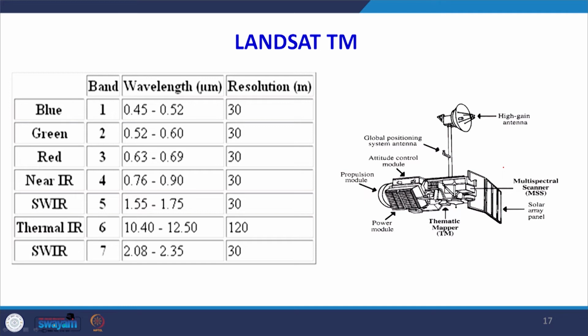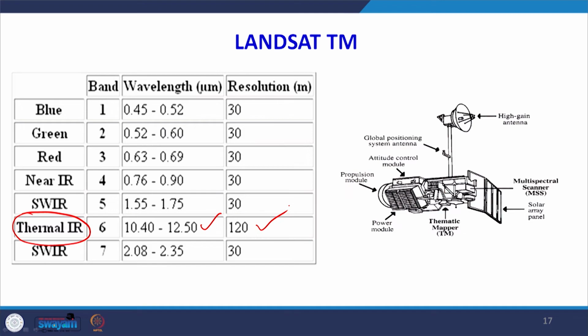Landsat TM data, thematic mapper data, was giving us 7 spectral bands, and the advantage over the multispectral scanner was the inclusion of the thermal infrared band, which was operating in the thermal region. So, 10.40 to 12.50 micrometer wavelength region, and its resolution was a little poorer than the remaining images.